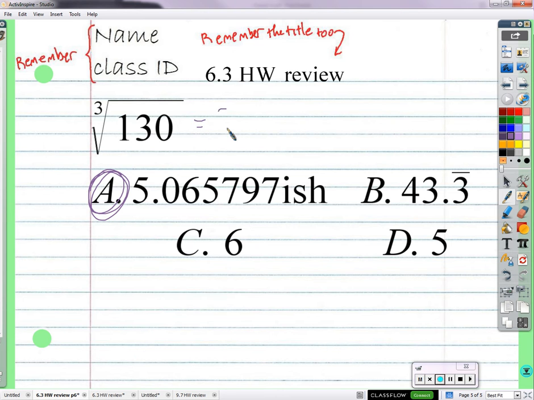So it's 5.065797. So let's talk about if you had a calculator. How would you check and see if that was the right answer out of these four choices? Richard? If I had a calculator, I wouldn't have done A. Well, I do, but what I did was I did all the other answers to see if those equaled 130, and I know 43.3 didn't. 5 was too small and 6 was too big.